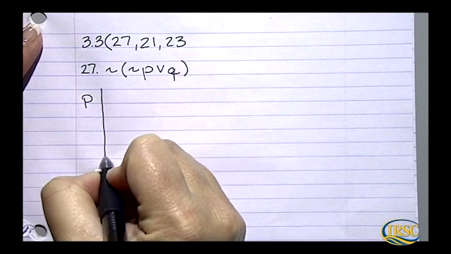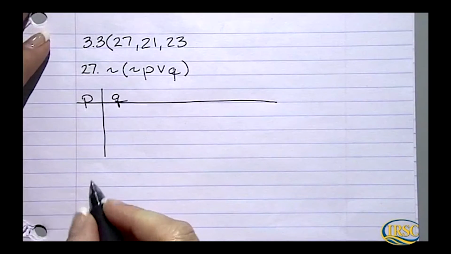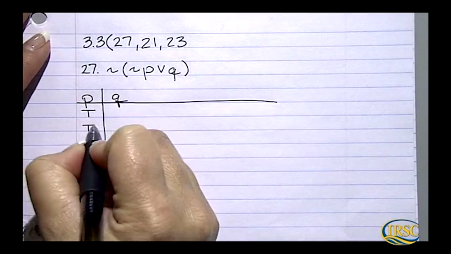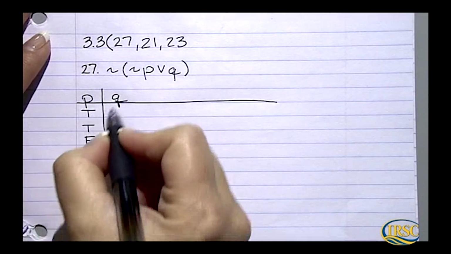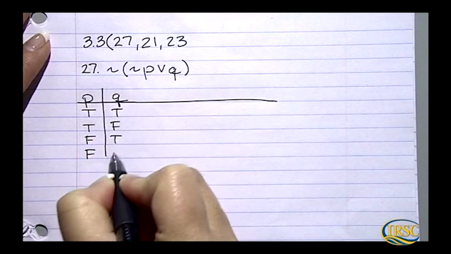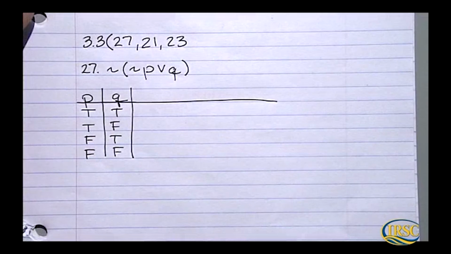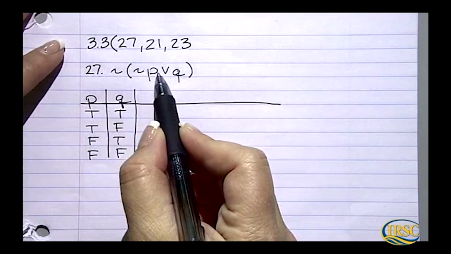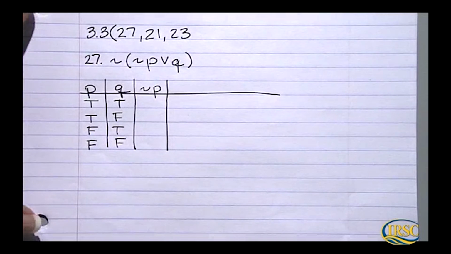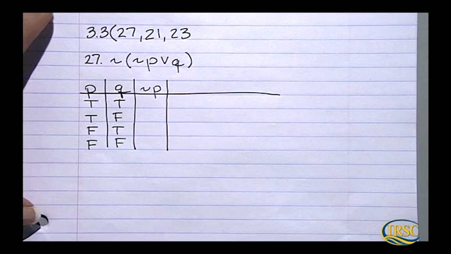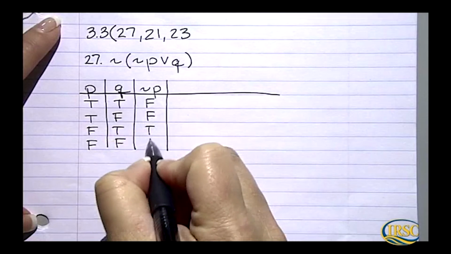So P, Q, and so the pattern for P is that half of them are true and the other half are false. And then half of the trues gives you 1 true, so you're going to alternate by 1s. Now inside parentheses, notice that we have a not P, so I need a column for not P. And so here we're going to write the opposite truth values as P. So instead of true, true, false, false, we want false, false, true, true.